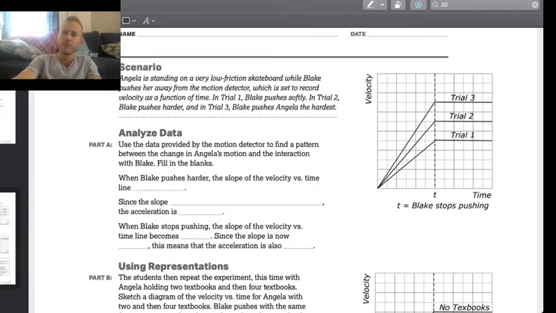So basically we can see that the hard push results in the steepest slope and the highest final velocity. Okay. When Blake pushes harder, the slope of the velocity versus time line is steeper.